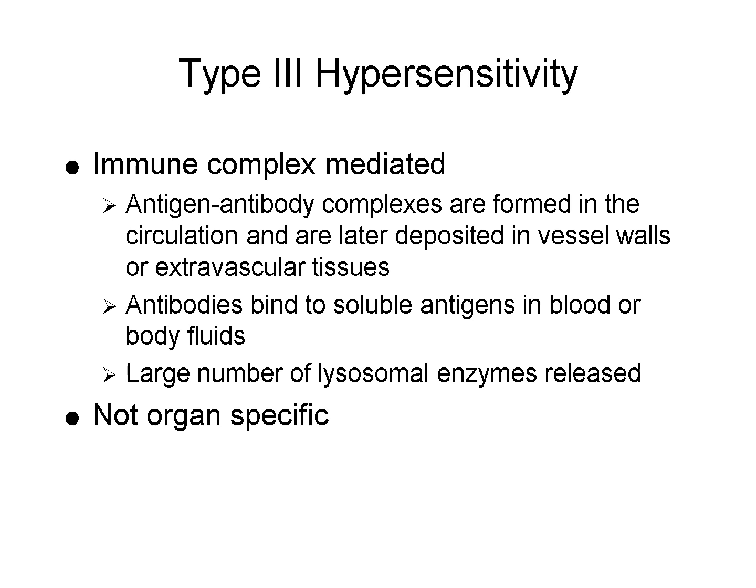In these reactions, antigen-antibody complexes are formed in the bloodstream and later deposited into blood vessel walls or tissues. These deposits trigger intense inflammation, as immune cells release enzymes that damage nearby tissues. Unlike type II reactions, type III hypersensitivity is not organ-specific. It can affect multiple tissues and cause widespread injury.